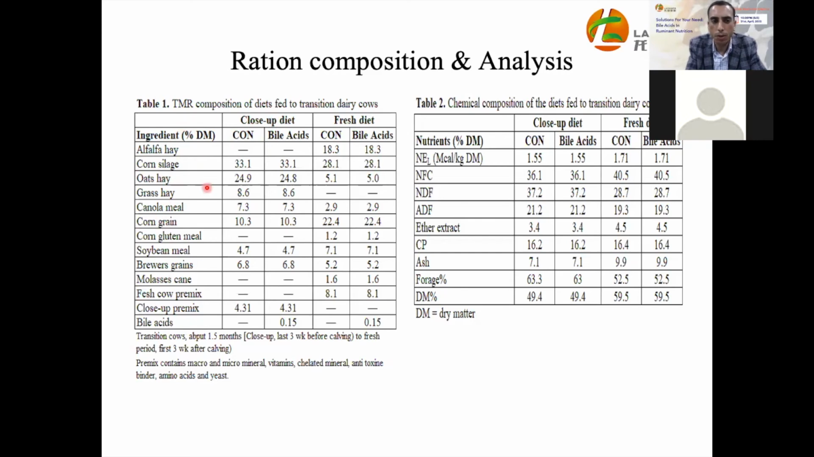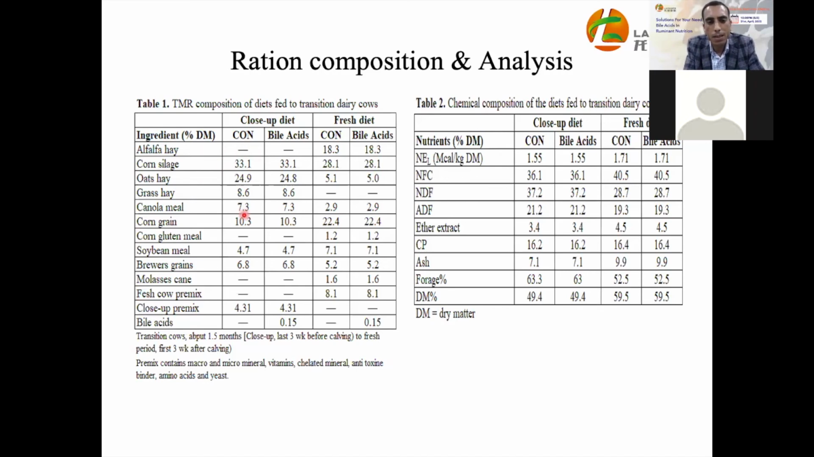Mostly during the close-up, they use a high forage diet. The main sources are corn silage, oat hay, and grass. This is available here in China, and the price is also acceptable. So we try to increase the level of this forage, especially since it is high quality. And we don't feed the cow alfalfa hay during the close-up, to minimize the potassium level in the diet.